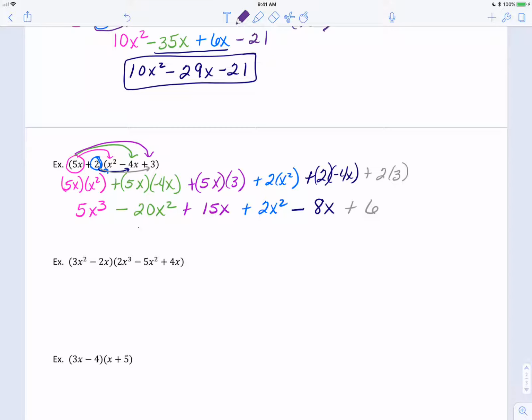Okay, so we have the 5x cubed. So we've got -20x squared and a positive 2x squared, so that gives us -18x squared. Then we have positive 15 and a -8. That gives us a positive 7x. And then last but not least, our positive 6 at the end.